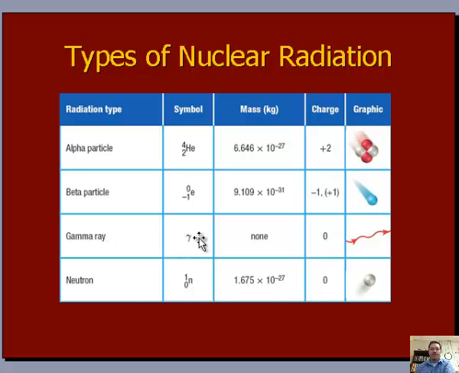For a gamma ray, we use the Greek letter gamma. It doesn't have a mass because it's more of a wavelength, more of a radiation that takes place. It does not have a charge, so we tend to show this wavy line as gamma rays are being expelled or coming off. A neutron only affects the mass, it does not affect the atomic number. It's a little bit lighter than this alpha particle, but not much. It has no charge, and we tend to use a silver or more of a white sphere to indicate a neutron.